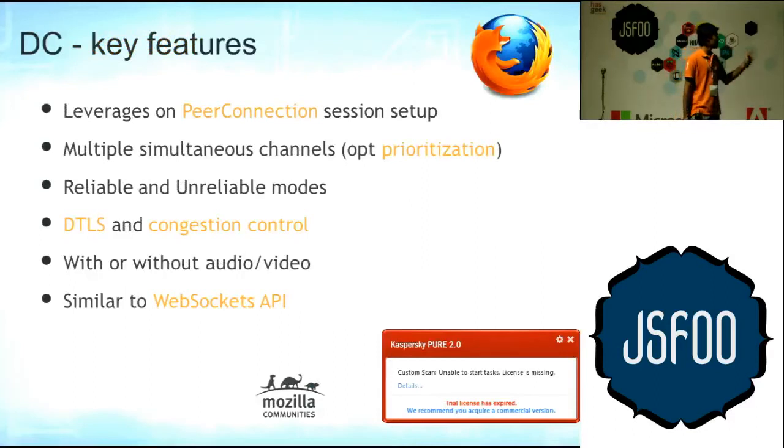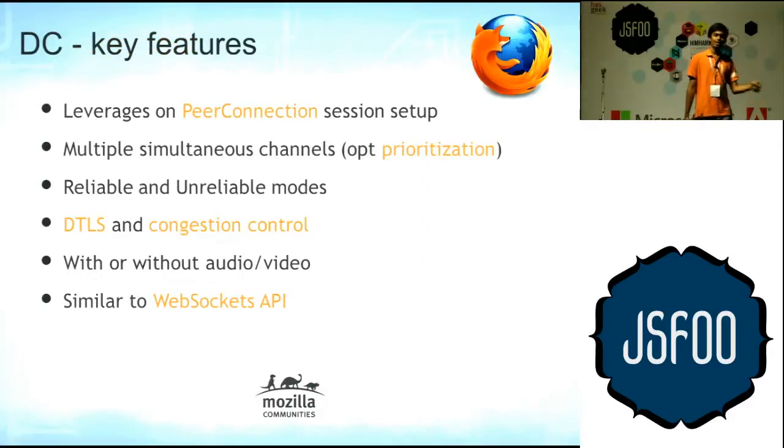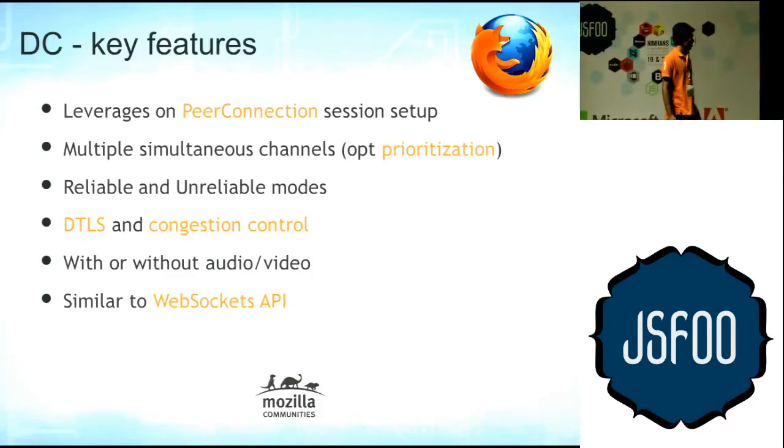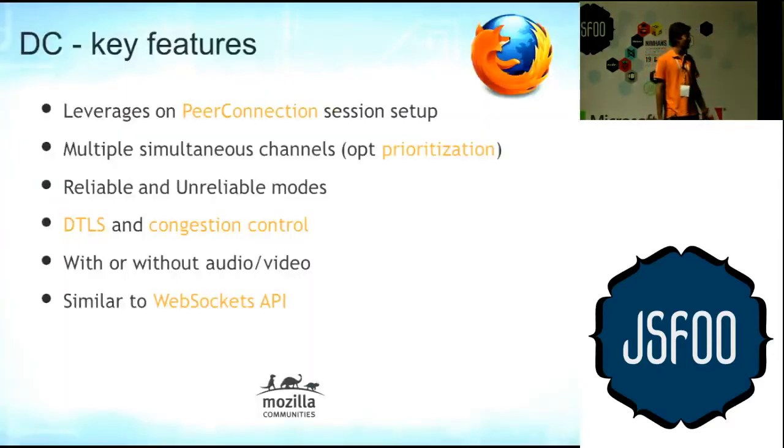So DC leverages peer connection. What I mean by this is that you first establish a peer connection to actually work on the data channels code. So you first establish the peer connection, then the DC connection, and send data over it. You can create multiple channels here as well. And as I mentioned, there's also the option for prioritizing a channel. So you can have priority for one channel over the other if you're using multiple connections. And there's inbuilt DTLS and congestion control. And you can do it with or without audio. It's totally dependent on the application you're developing. And it's similar to the WebSockets API, so it's easy for someone who's used WebSockets to adopt the data channels API.